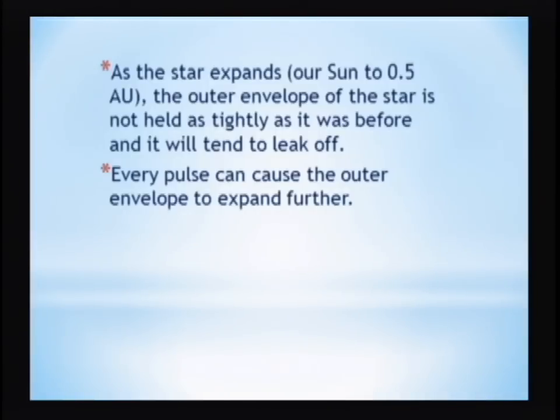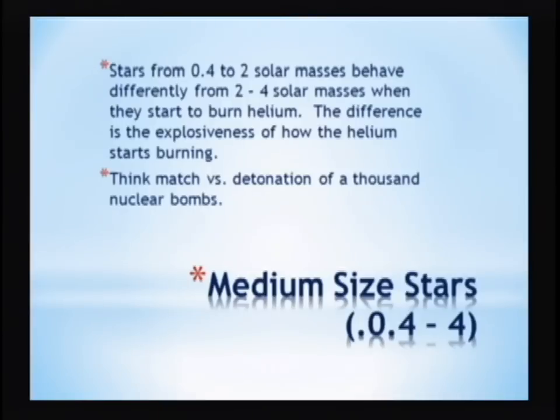And every time we do have a pulse, what's going on within that core, then again, that outer envelope of the star is going to go ahead and expand. Now, let's go ahead and think about what happens to medium-sized stars, certainly stars that are like our sun. And a medium size, as you can see, is from about 0.04 to about 4 solar masses. And we find that for the smaller medium-sized stars, they're going to start burning helium one way. For the larger stars, that 2 to 4 solar masses, they're going to start burning helium another way. And really the difference is the explosiveness of how that helium burning starts.